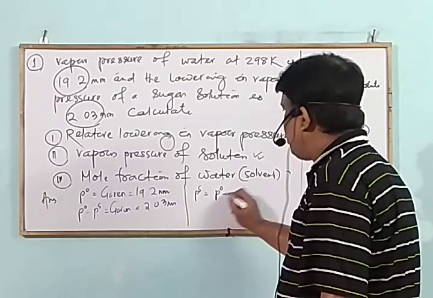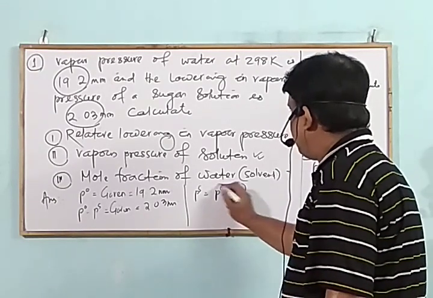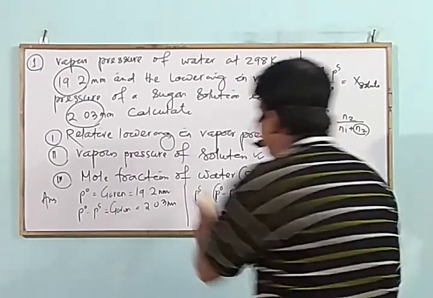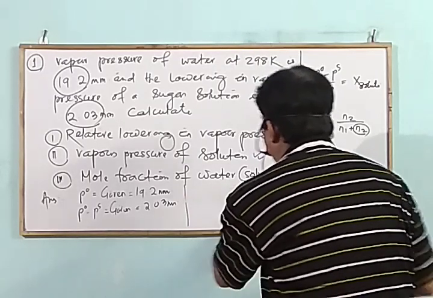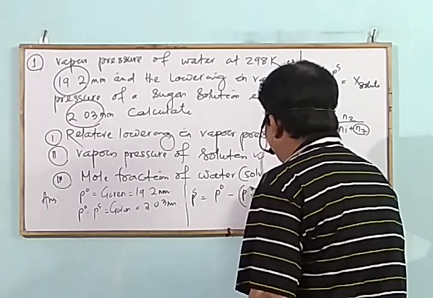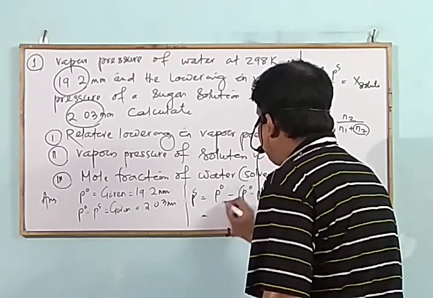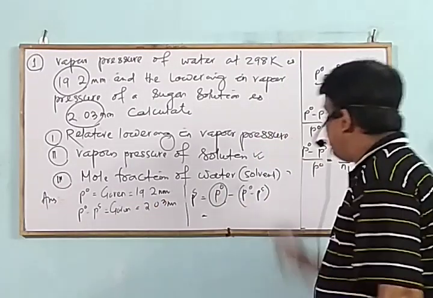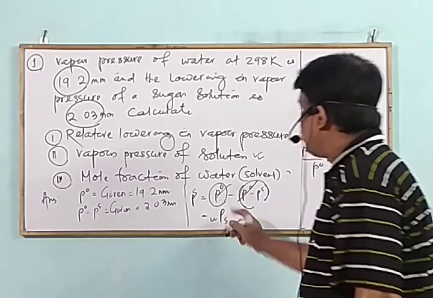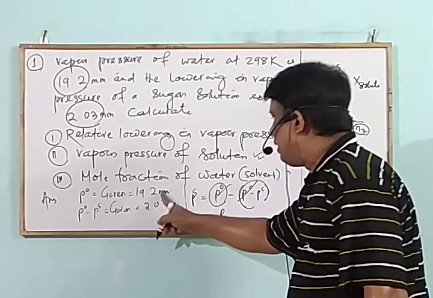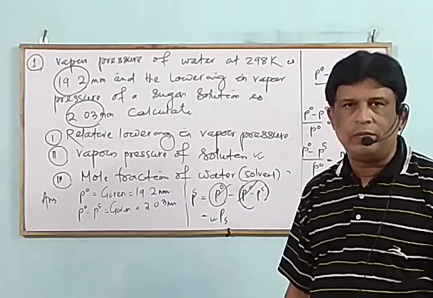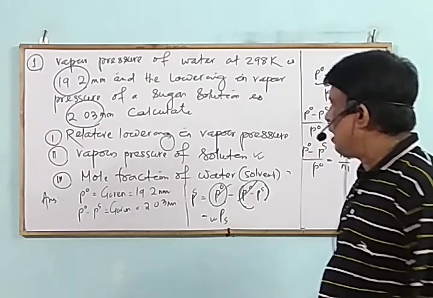How? PS is equal to P naught minus (P naught minus PS). P naught is given, the lowering in vapor pressure P naught minus PS is given, so subtracting these two data, one is able to calculate PS. So the vapor pressure of the solution can be calculated.